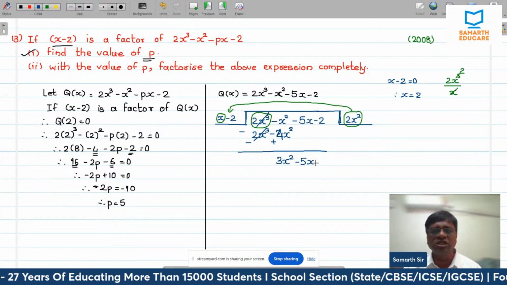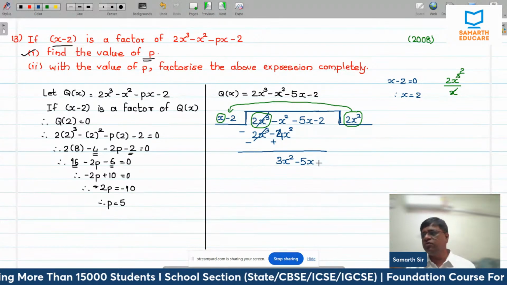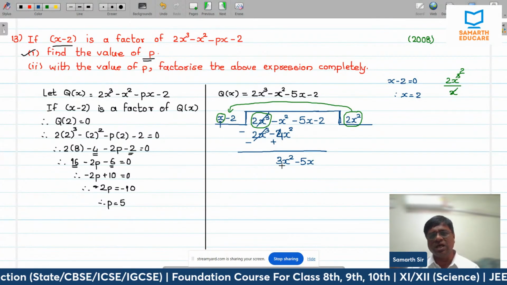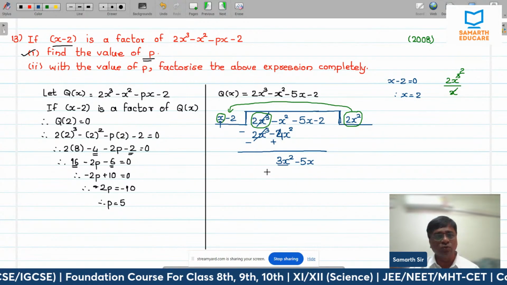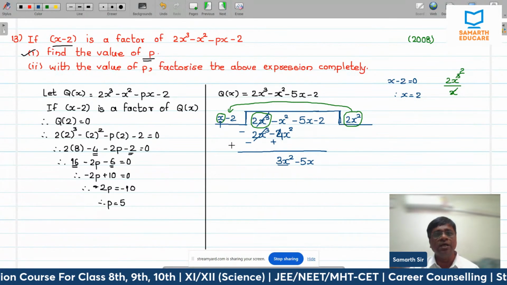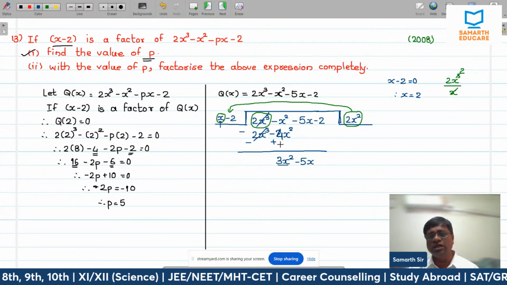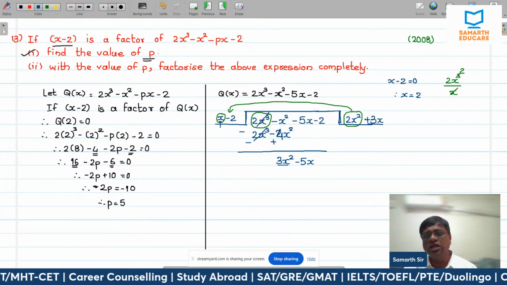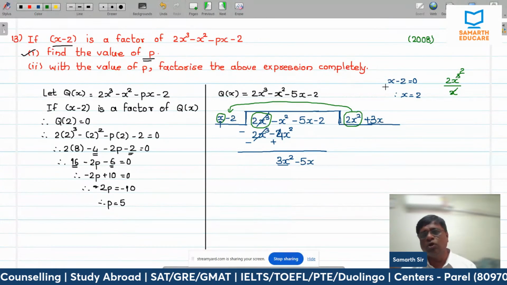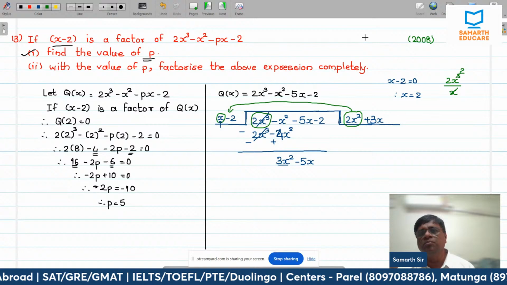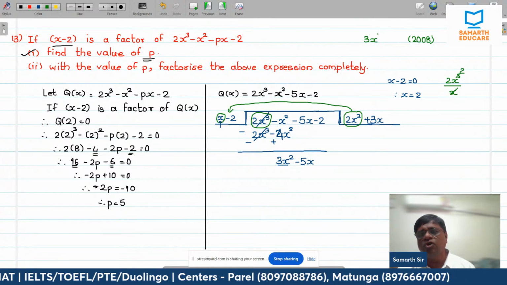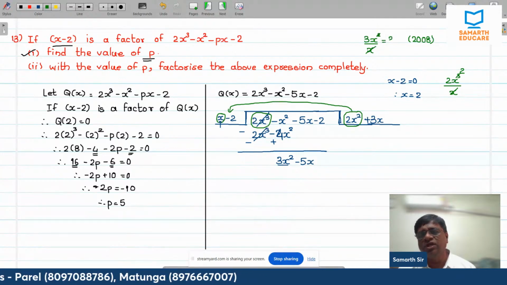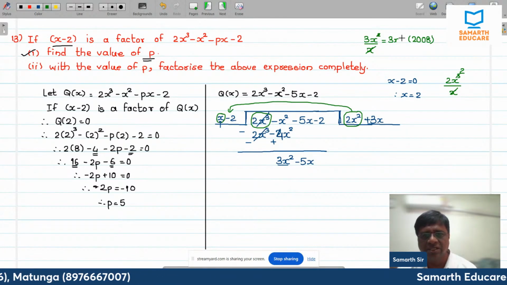Minus 5x. You can bring down everything, but it is okay if you take one term at a time. Now, I have the divisor as x and I want 3x². So what should I do now? What should I multiply by? x multiplied by what gives 3x²? I have to multiply by 3x. But sir, if I don't understand what to multiply by, what should I do? Here I'm giving you a simple trick. Once again, same thing: I want 3x² and I have x. Divide it and I get 3x. So I will multiply by 3x.